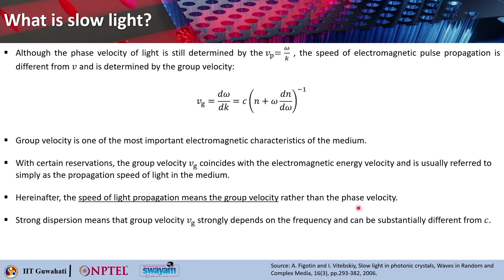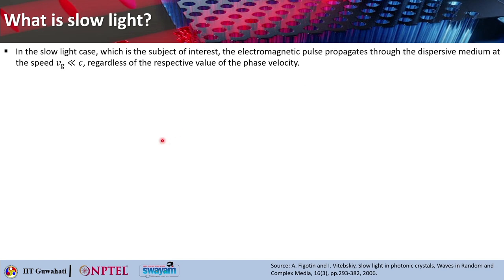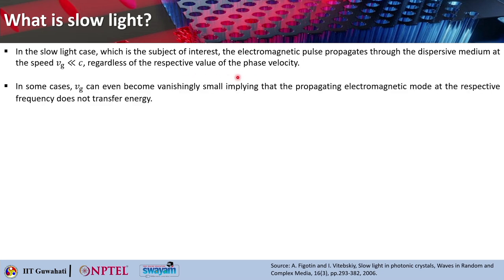So strong dispersion means that the group velocity Vg strongly depends on the frequency and can be substantially different from c. In the case of slow light, which is the subject of interest in this particular lecture, the electromagnetic pulse propagates through the dispersive medium at a speed Vg, much slower than the speed of light in vacuum, that is c, regardless of the respective value of phase velocity.